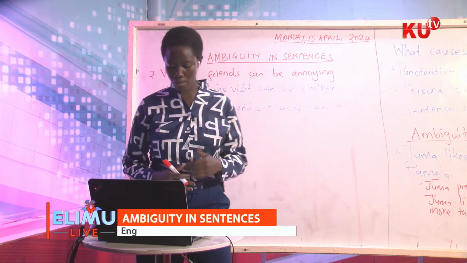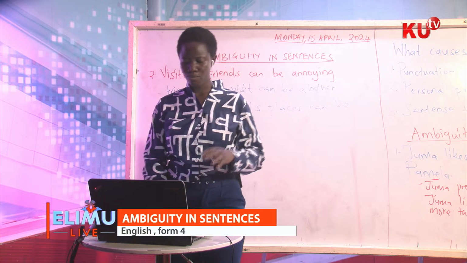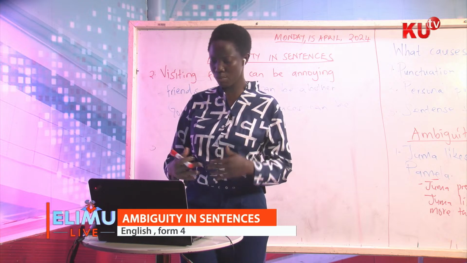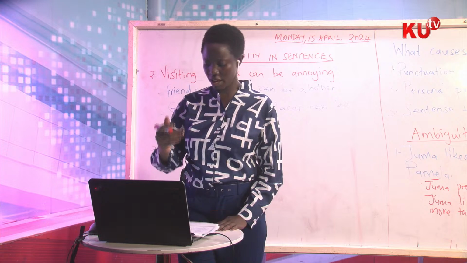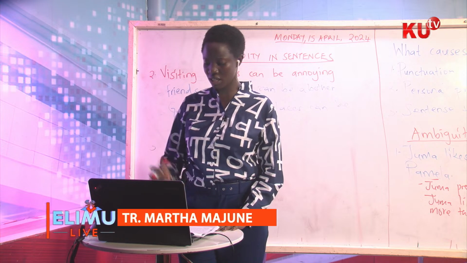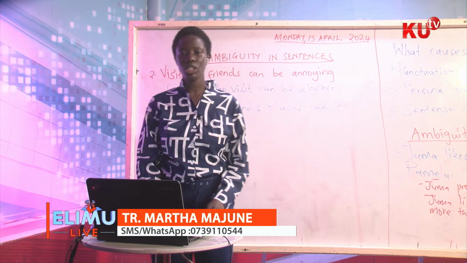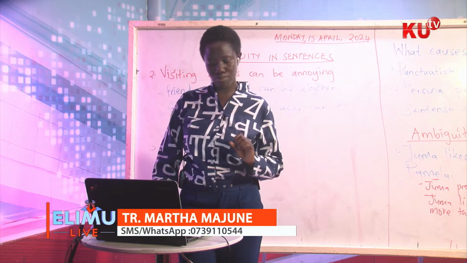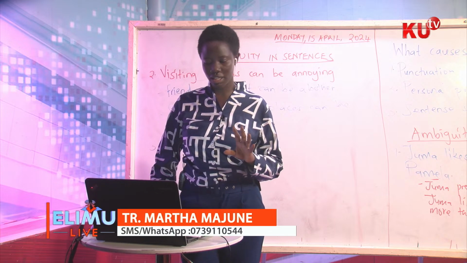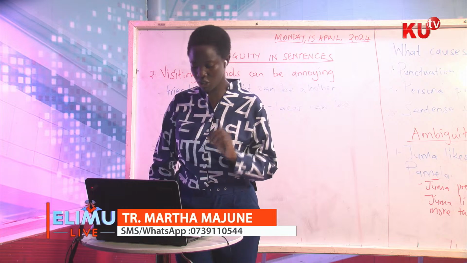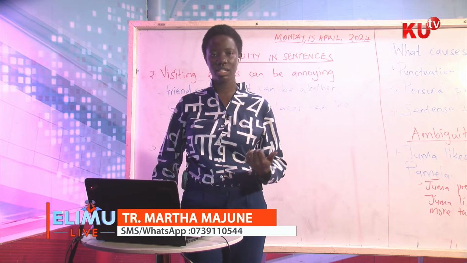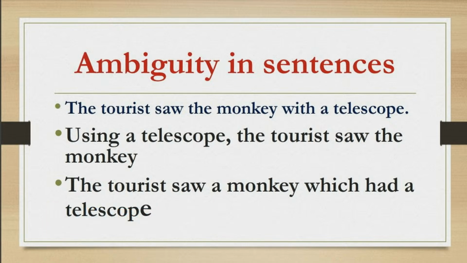So I want us to go back to the sentence and see if we've removed the ambiguity. The tourist saw the monkey with a telescope. In the first statement, using a telescope, the tourist saw the monkey. And in the second statement, the tourist saw a monkey which had the telescope. In this case, it's the monkey that had the telescope. So on to our next sentence.